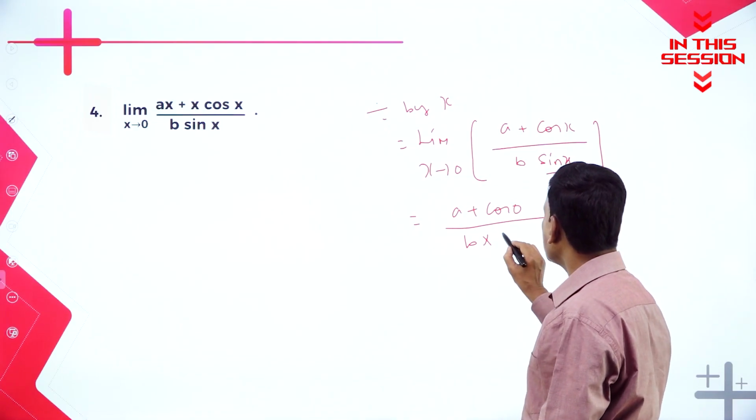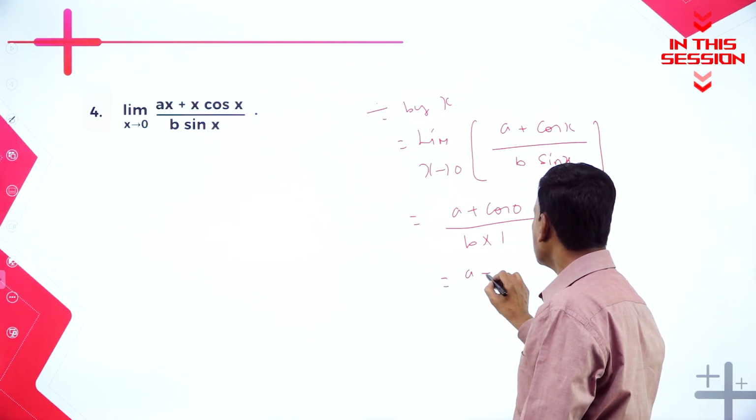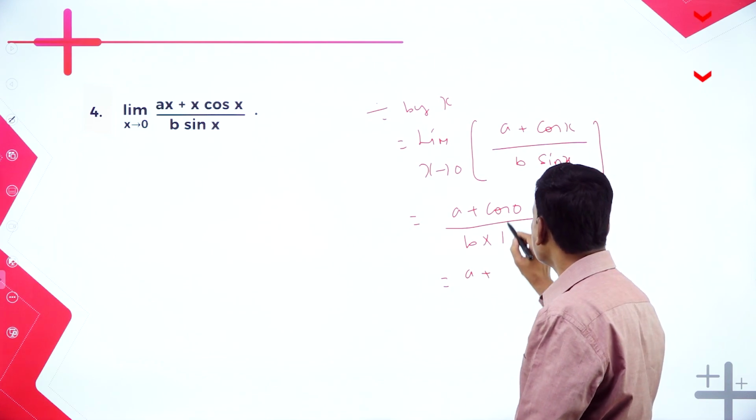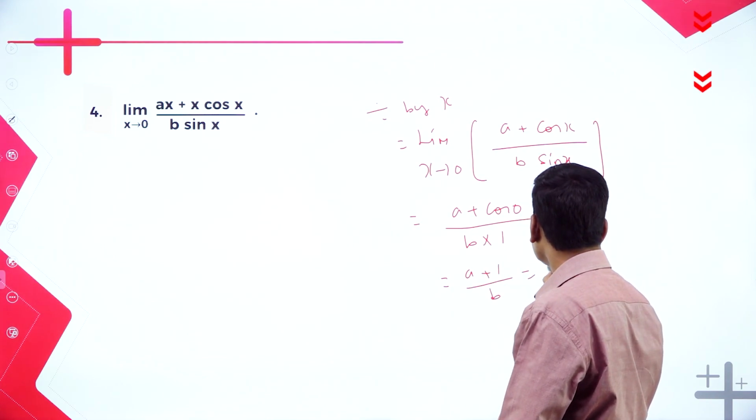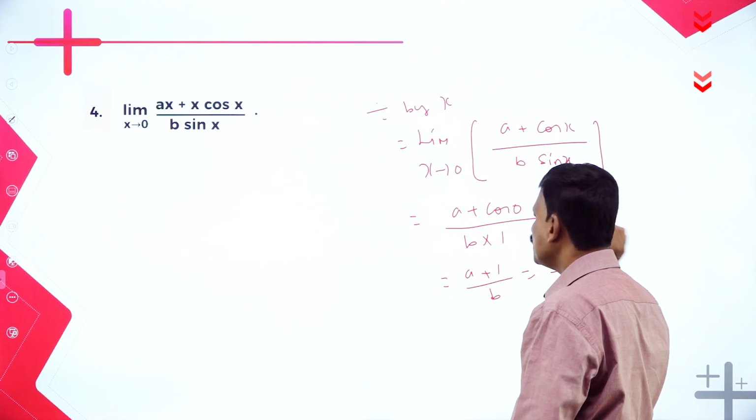Limit x tends to 0, sin x by x is 1. A plus sin 0 is 0, cos 0 is 1, divided by B. That's equal to A plus 1 divided by x.